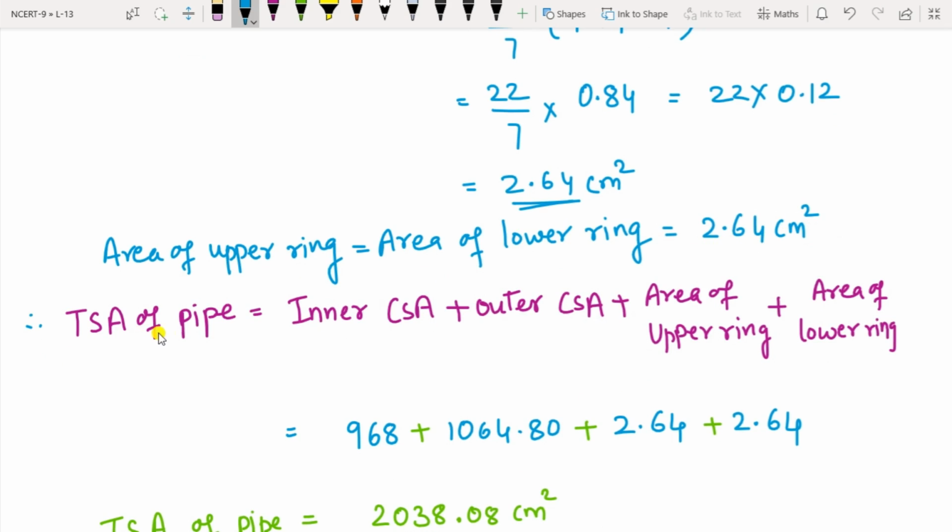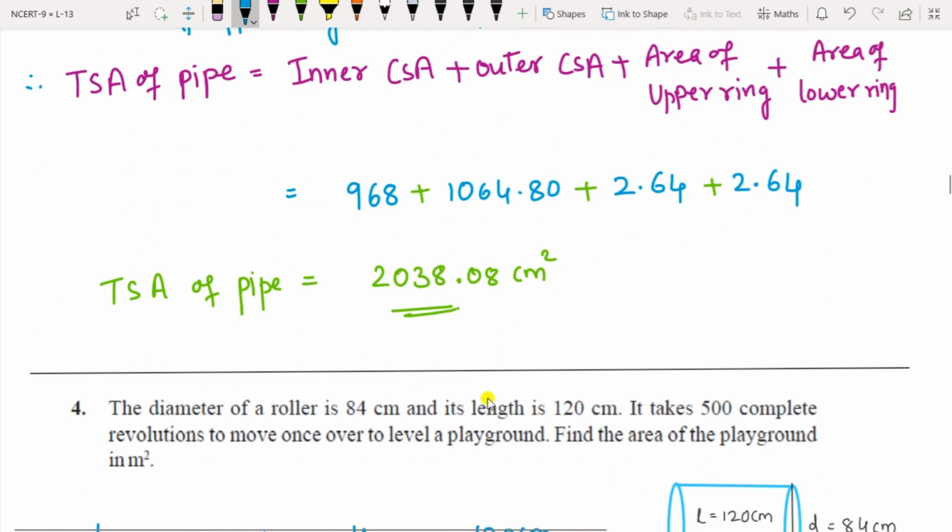So the total surface area of the pipe is the inner curved surface area, outer curved surface area, then the area of the upper ring and the area of the lower ring. Add all this together, you get the total surface area of the pipe as 2038.08 centimeter square.